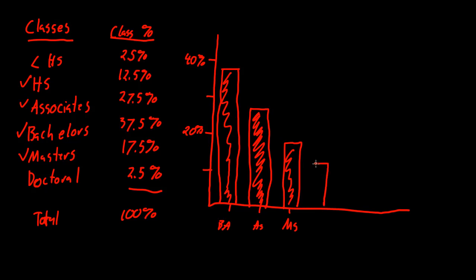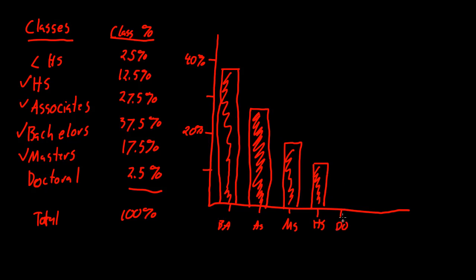So we have 12.5 for our high school. And now we have doctoral and less than high school are both at 2.5%. So in this case, we can organize that in any way that we want. How about we just go in alphabetical order? So we'll go doctoral first.